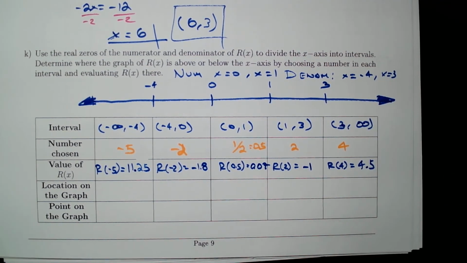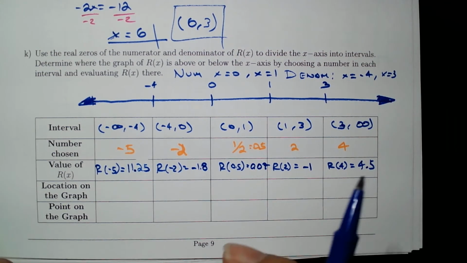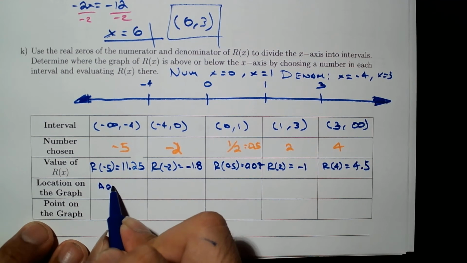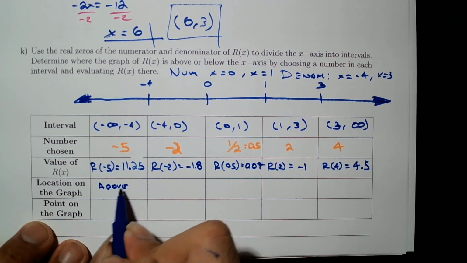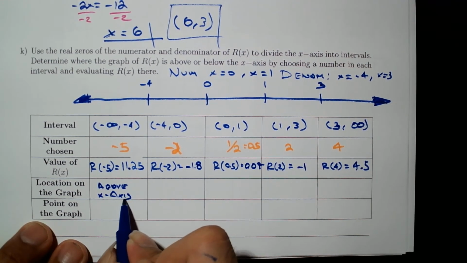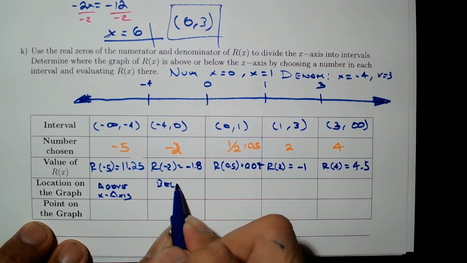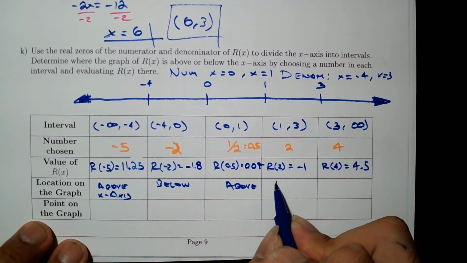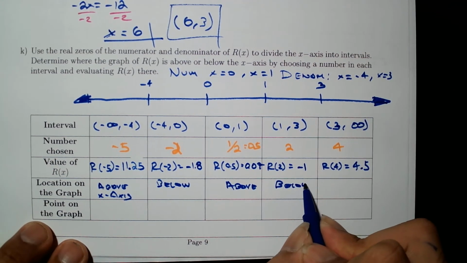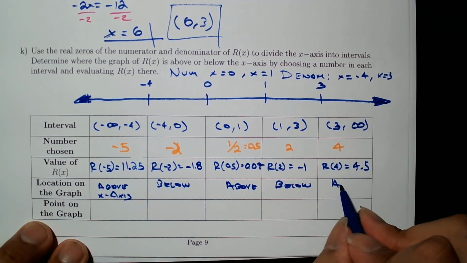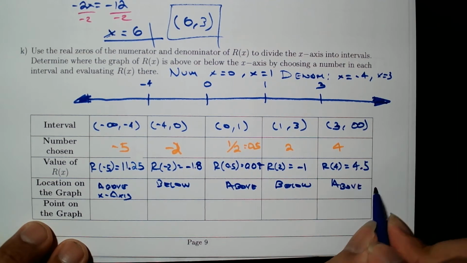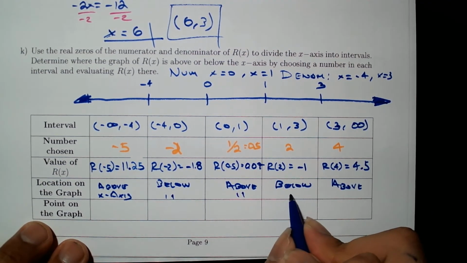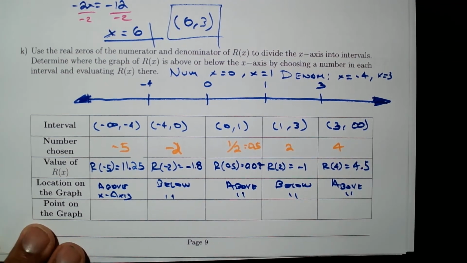Location on the graph: because it's positive, this is above the x-axis, below, above, below, and above again.